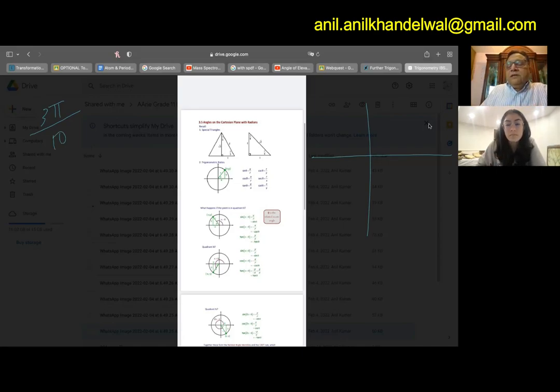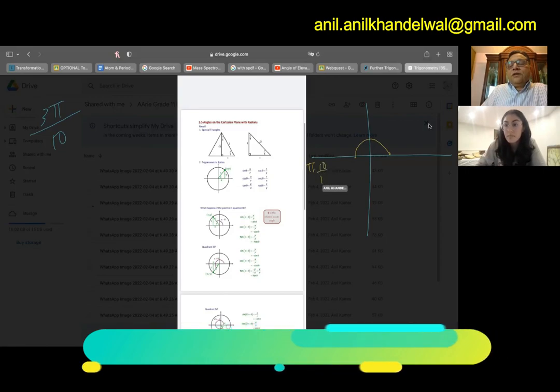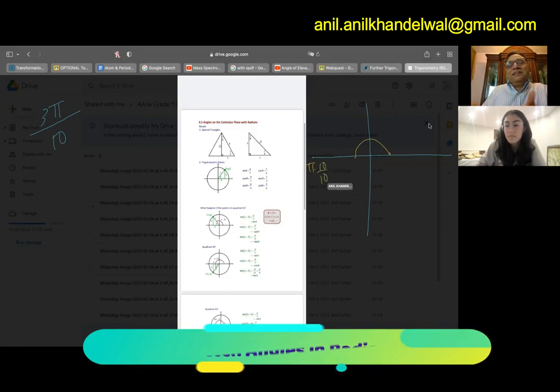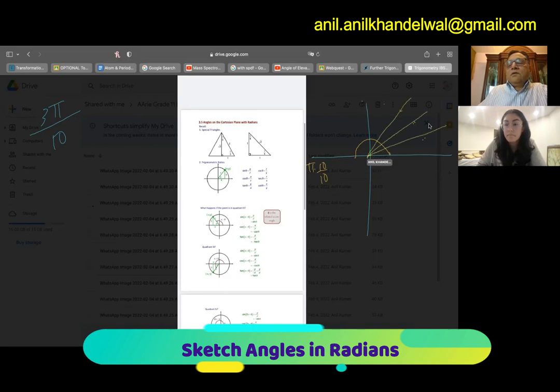Well, 3 pi by 10 really means I have to first divide this pi in 10 equal parts, right? Do you understand? That means this portion has to be divided into 5 parts, correct? And then the other side into 5 parts too. So 1, 2, 3, 4, and 5. Done? So each is pi by 10. Does it make sense to you?